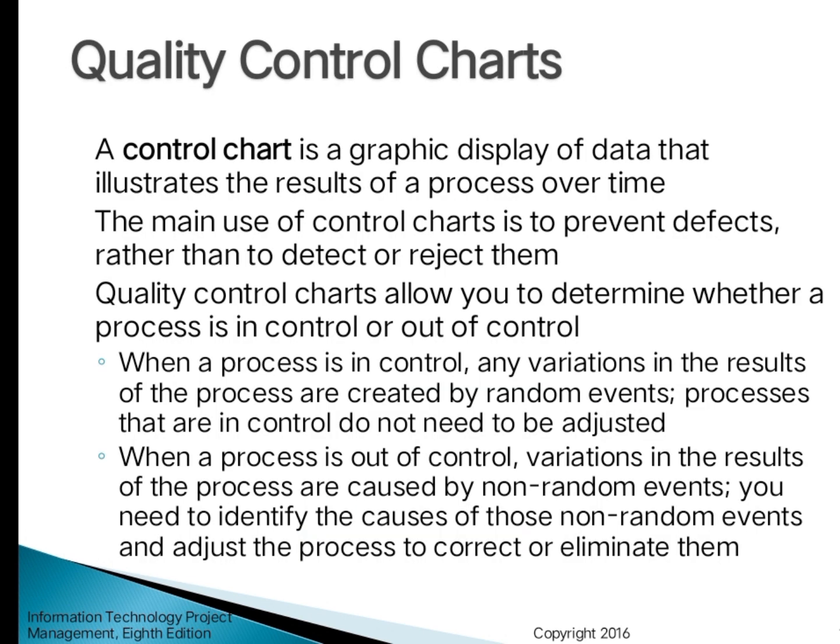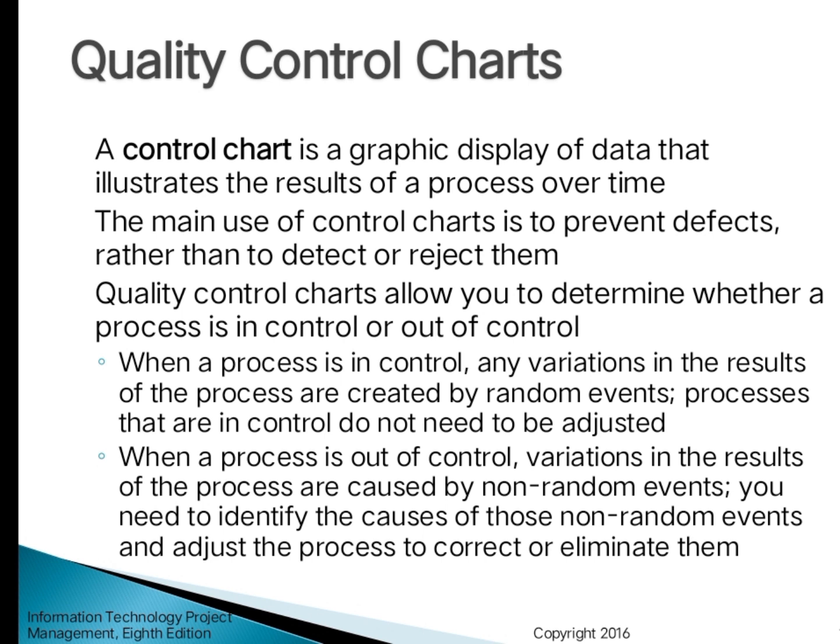Quality control charts. A control chart is a graphic display of data that illustrates the results of a process over time. The main use of the control chart is to prevent defects rather than to detect or reject them. Quality control charts allow you to determine whether a process is in control or out of control.